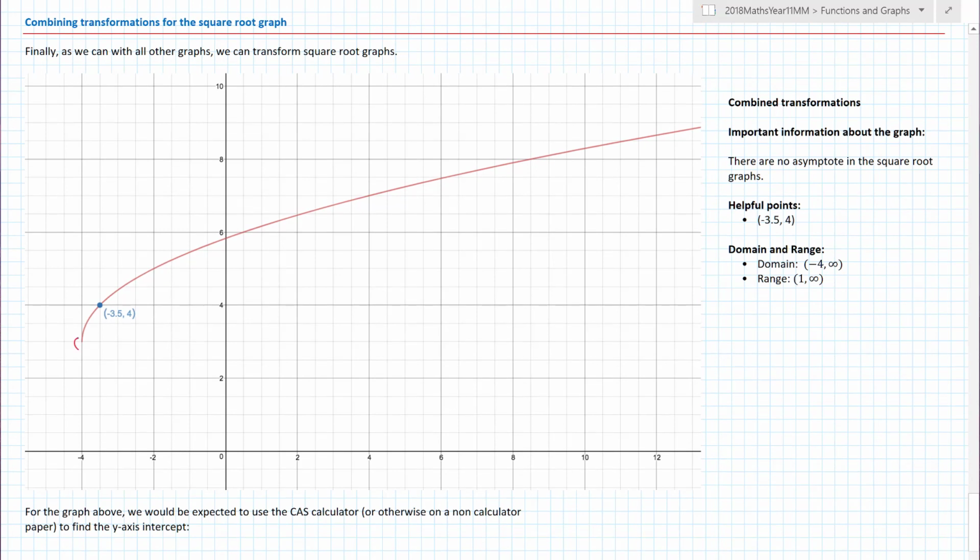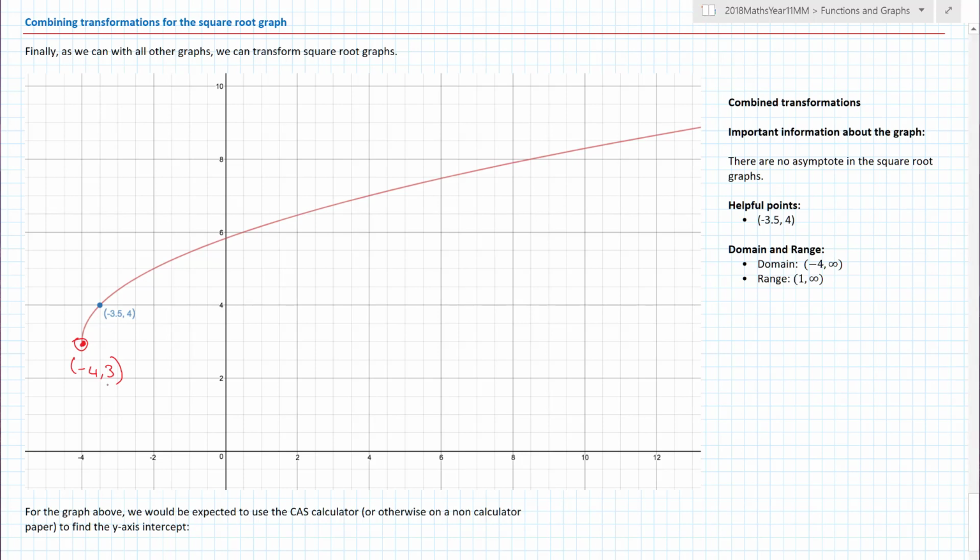Ooh, now here we go. Here is my original point that has moved. So it's gone from 0, 0. It is now -4, 3. We've got a helpful point of -3.5, 4. So I haven't actually put my original equation. I don't actually have my original equation. I normally put all my equations on here, but what on earth happened here?